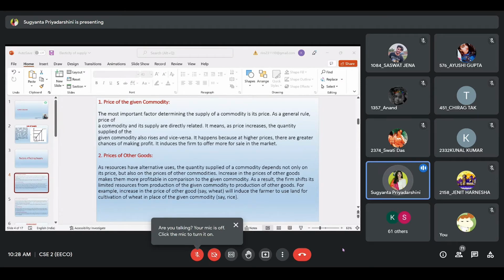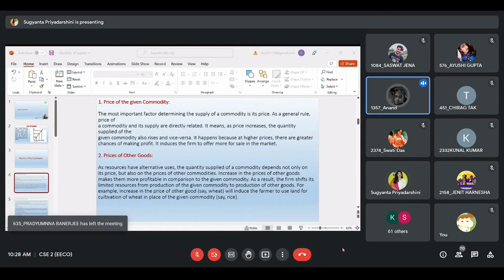The second one is price of other goods. As I have given the example right now, a farmer is producing two commodities and supplying them to the market too. Let us say wheat and rice, and all of a sudden, the price of wheat has increased. Now, what will happen to the supply of rice? It will reduce, just because the farmer will be utilizing more of his energy and land towards producing wheat and less of rice, because the price of wheat has increased in the market, keeping the price of rice constant. Is it understood? Yes, ma'am.